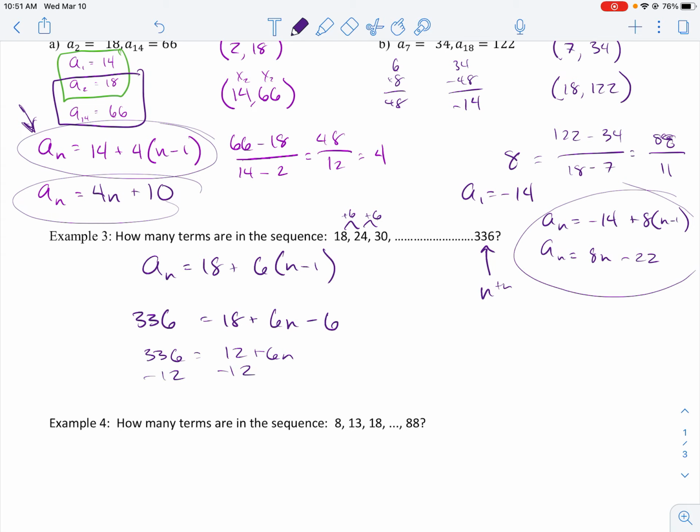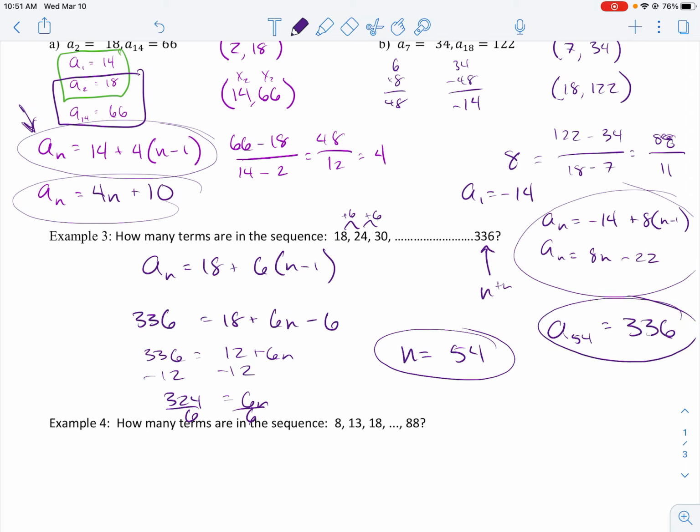Subtract 12. Divide by 6. n is equal to 54. So what that is saying is that our 54th term in our sequence is 336.